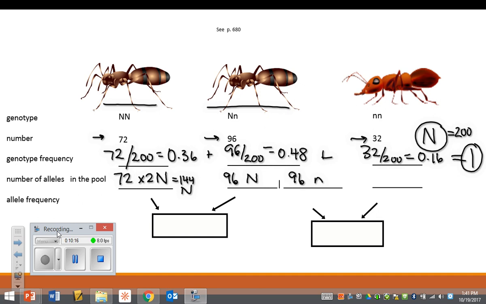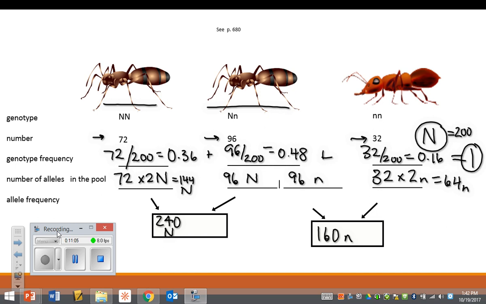So if I was trying to figure out the frequency of the dominant allele, I have to consider organisms who are homozygous dominant, they each have 2, and organisms who are heterozygous, they each have 1. When I add that all up, I get 240 big N's. Now if I continue to consider my recessive alleles over here, I have 32 organisms that each have 2 recessive alleles. So altogether, that makes 64 of the recessive allele. And if I add my 96 and my 64, I get 160 of the recessive allele.